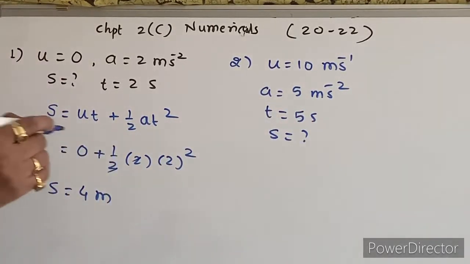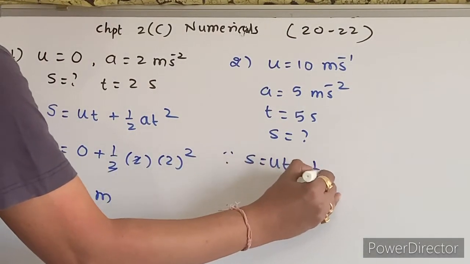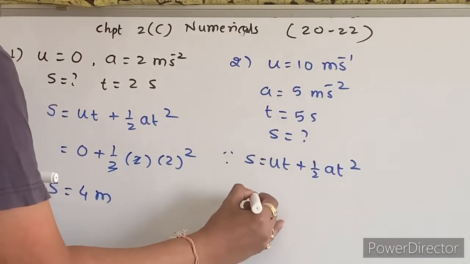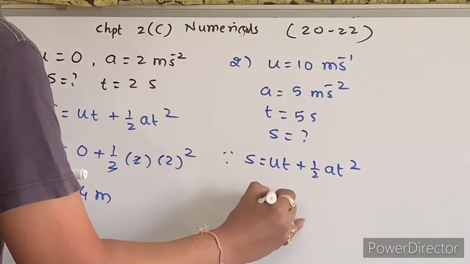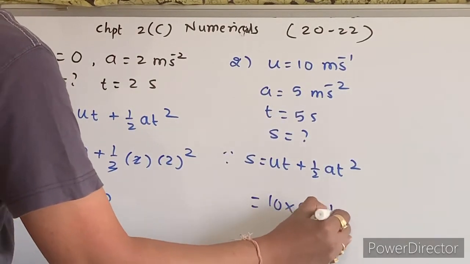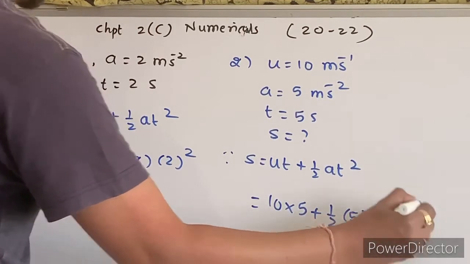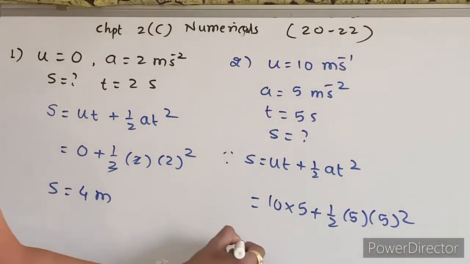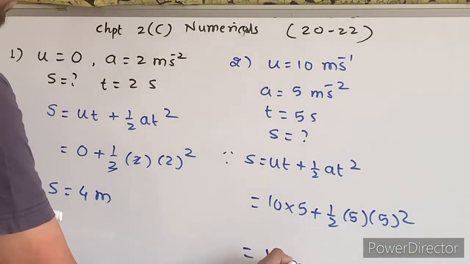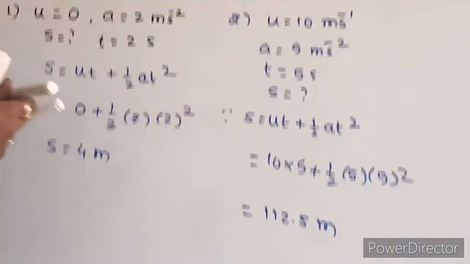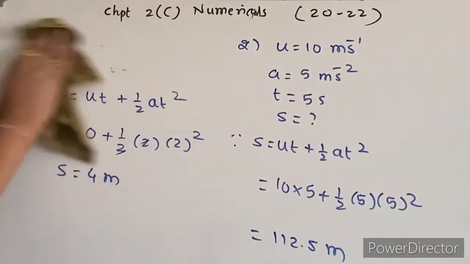So I can write here, since we have S is equal to ut plus half at square, now here I am substituting. S is equal to u is 10, t is 5, plus half, a is 5 into t is 5 the whole square. Now if you substitute this, this comes out to be 112.5 meter. This is about the second numerical. Check the third one.